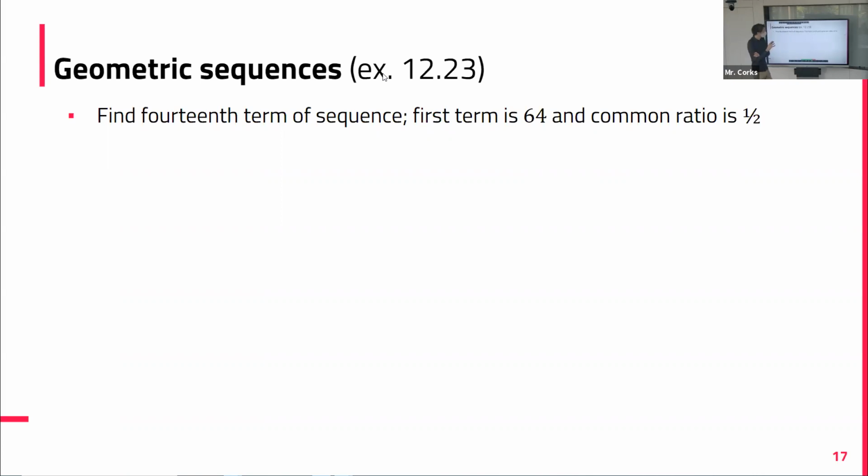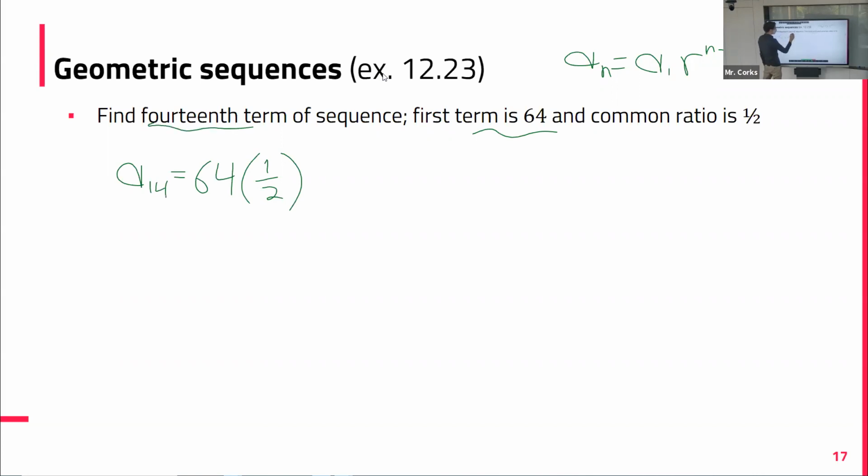Okay, let's take a look. So just to remind us all, our formula here, a_n = a_1 r^(n-1). So we have all the parts that we need here. A14 is A1, which they told us is 64, multiplied by our ratio r, which is 1/2, and our exponent, 13. For the 14th term, n minus 1, 14 minus 1, is 13.